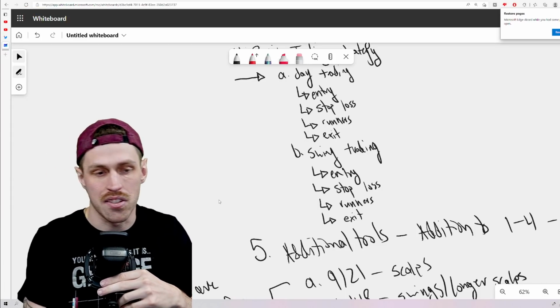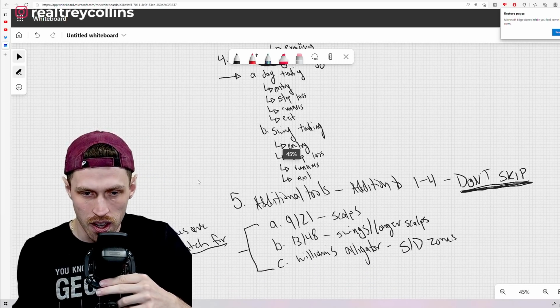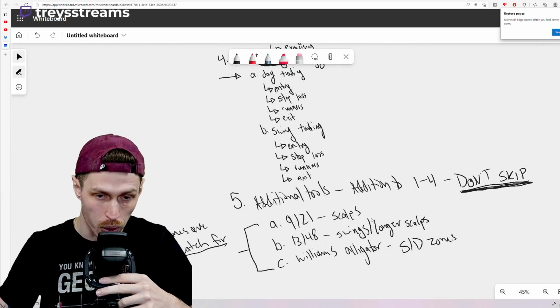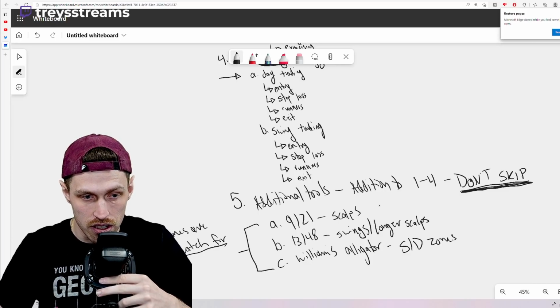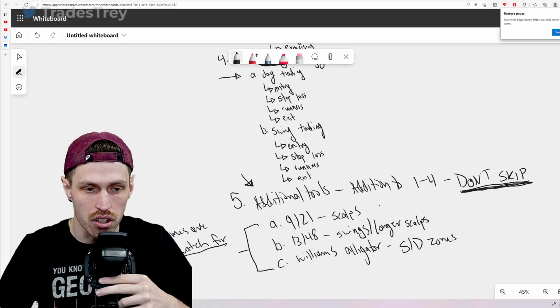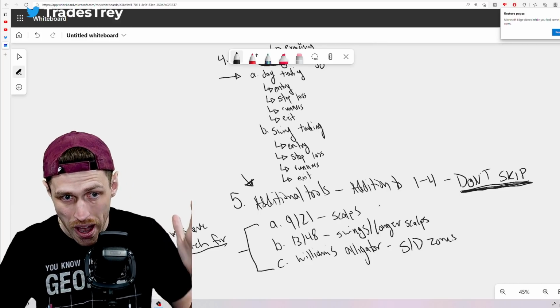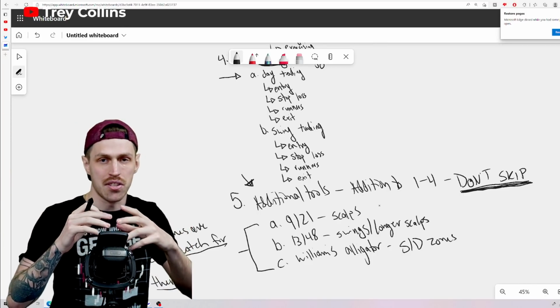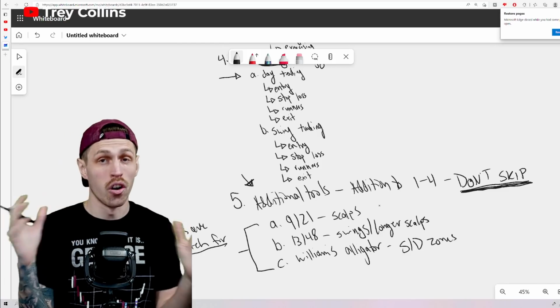From there, we've got one last thing, which is going to be the additional tools. Do not skip 1 through 4. If you don't have a complete understanding of 1 through 4, I don't think you should be looking at the additional tools, because that's exactly what these are, right? They're additional tools to help you make money. If you don't understand how to get a good entry, a good stop loss, how to take profit, that's the hardest part, is taking profit.